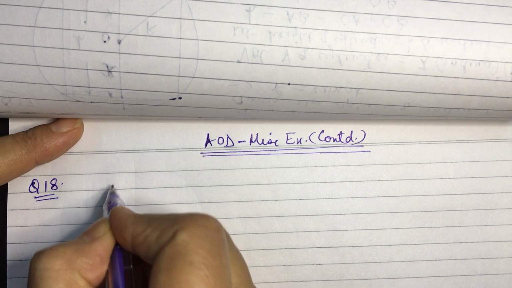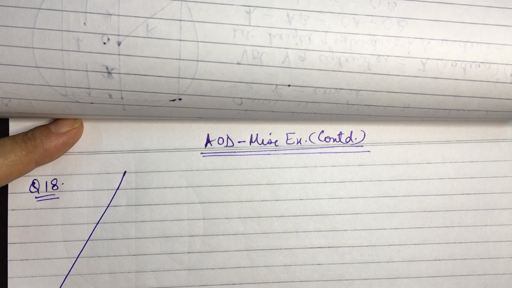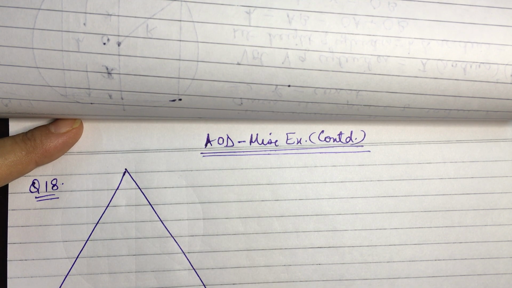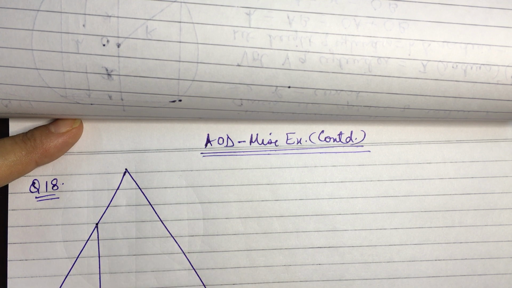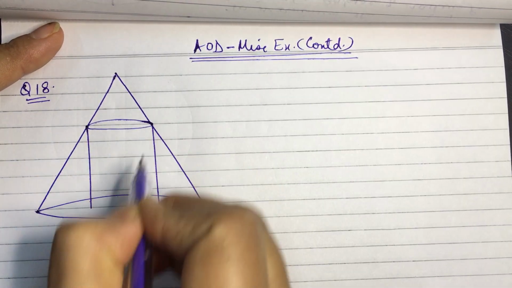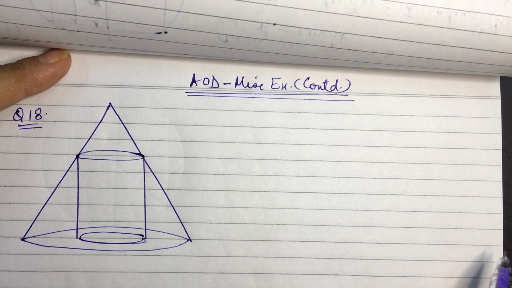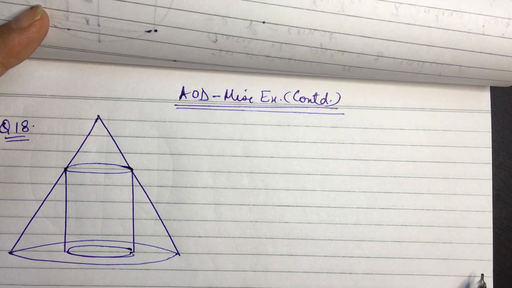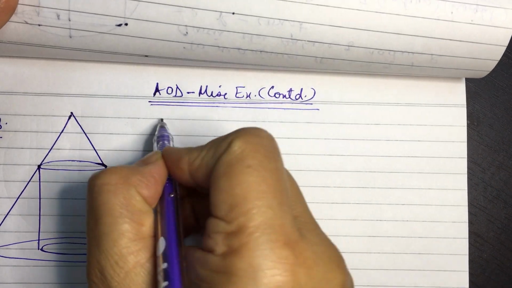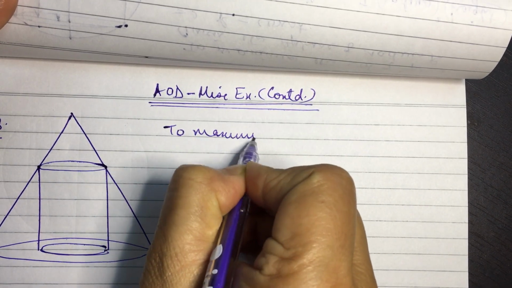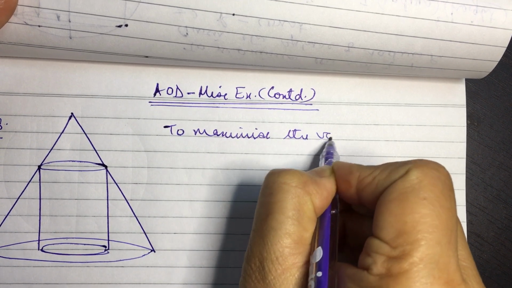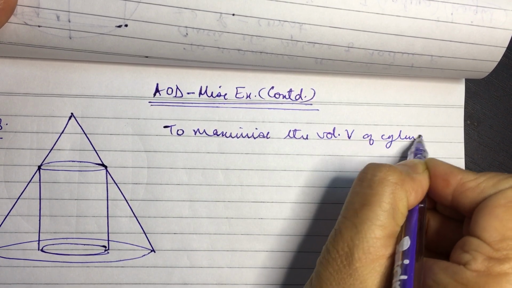So basically what is given is, this is a question which is different from all other questions we have done so far. So here we are given a cone and we are given a cylinder which is inscribed in this cone. So this is the figure which is given to us, and what we are required to do is to maximize the volume V of the cylinder.